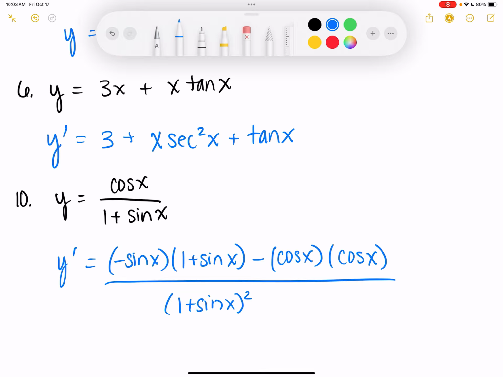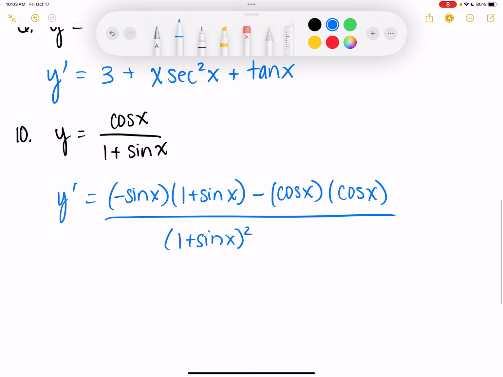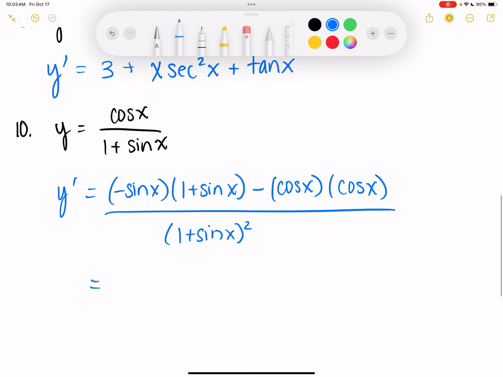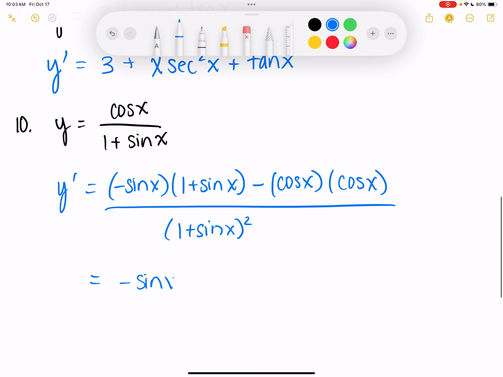I think I've mentioned this before, but I would leave the bottom this way. I wouldn't multiply it through until the end, if you need to do it, because a lot of times it works out nicely where it cancels. So to simplify it, I'm going to have negative sine of x minus sine squared of x minus cosine squared of x over 1 plus sine of x squared.